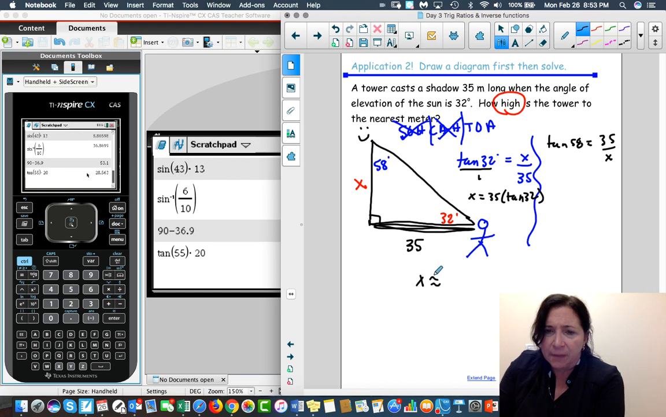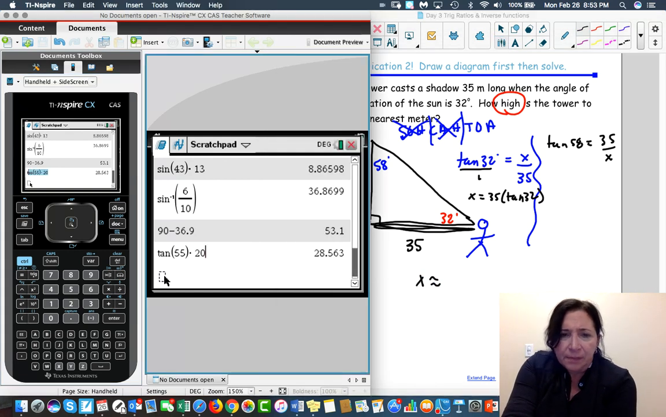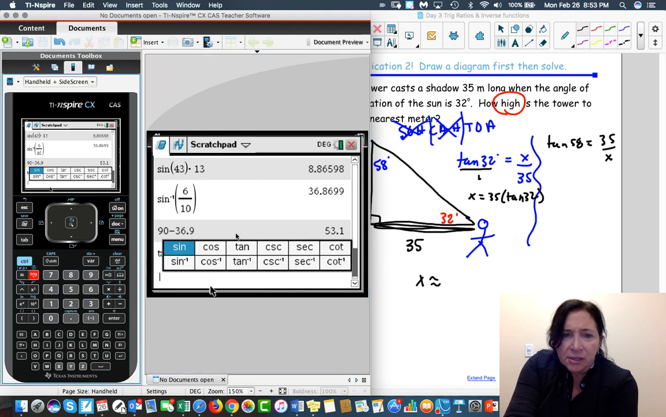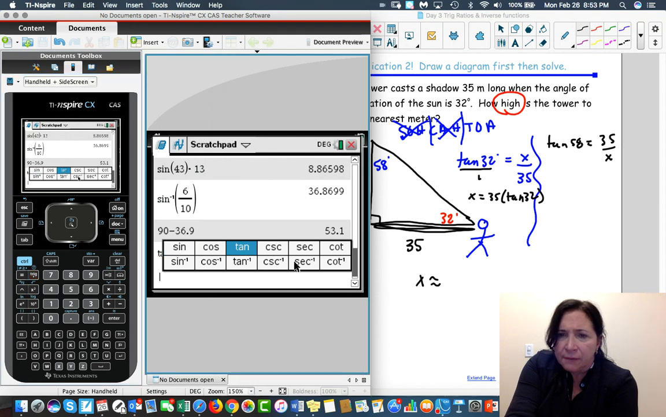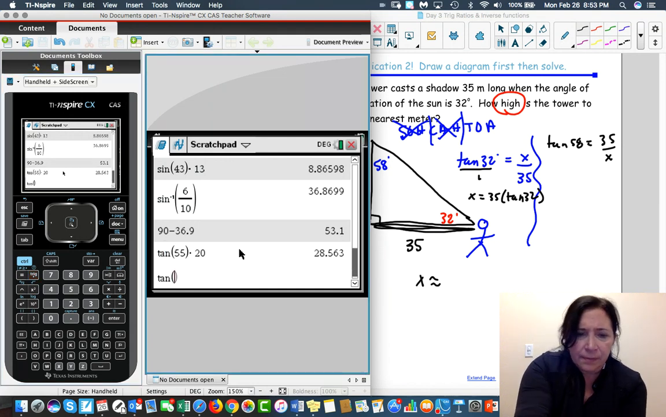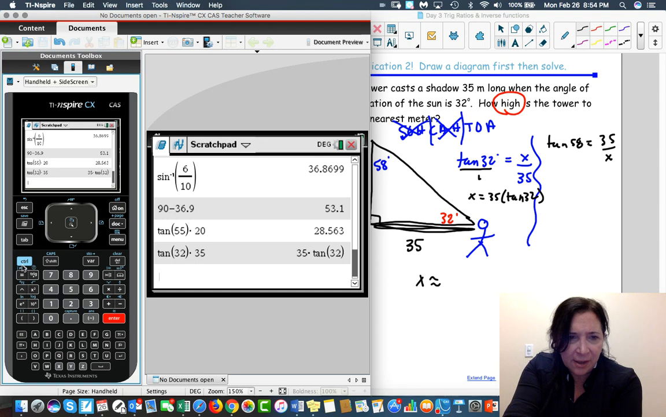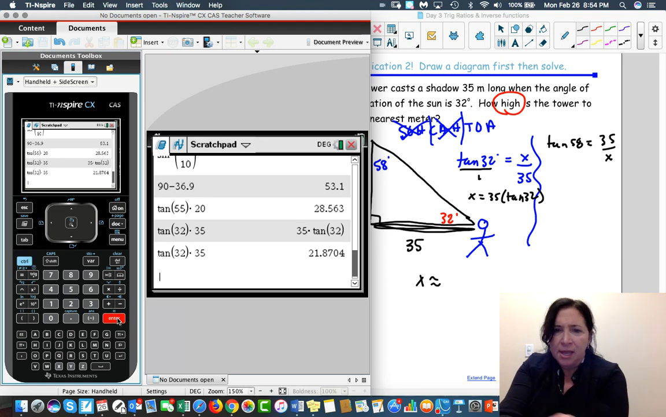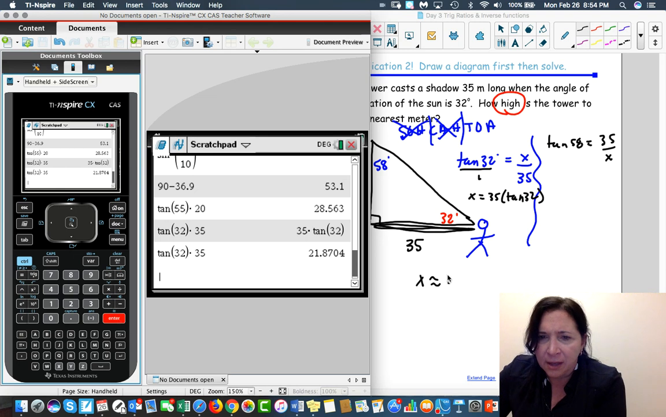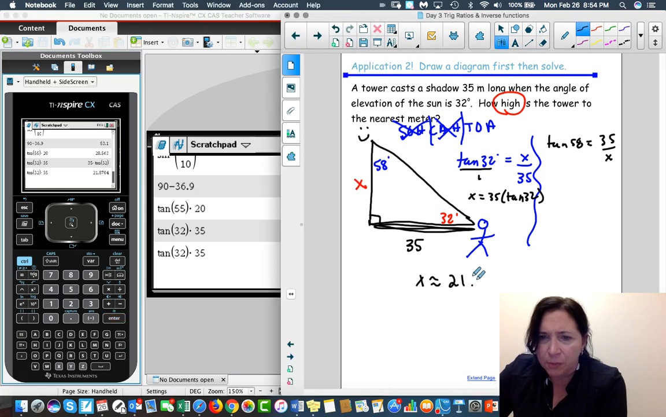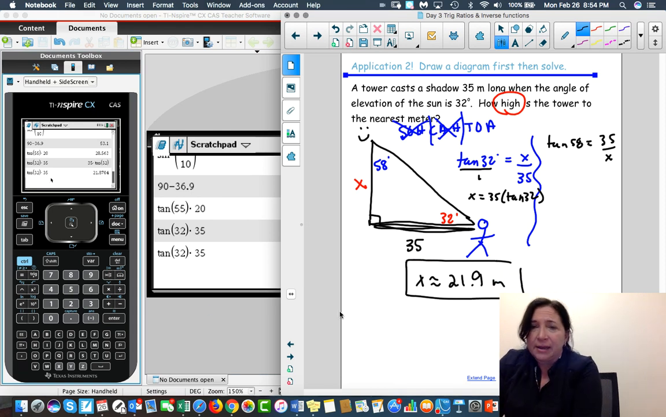So let's do that, okay? X equals, let's see here, tangent, and here we are, down here, tangent, here's my trig functions. So tangent of 32, all right, times 35 equals, oh, I forgot a decimal. Okay, control, enter. There we go. Is 21.9. So this is about 21.9. I think we're in meters. Okay, so that's what x is. Okay, that's the height.